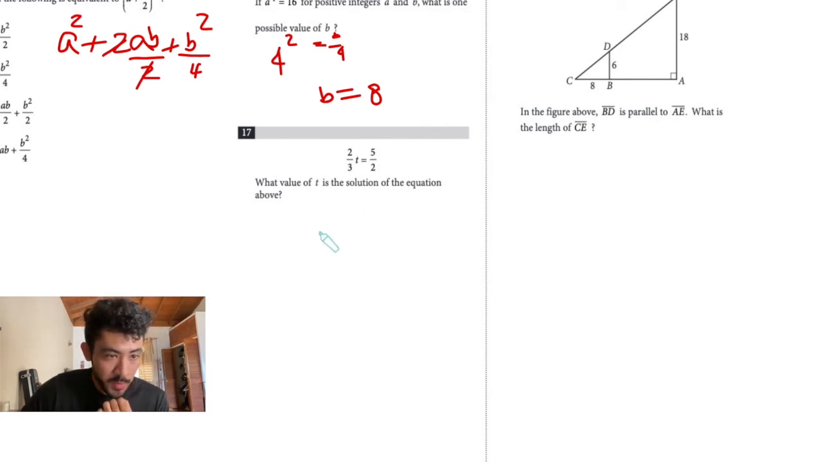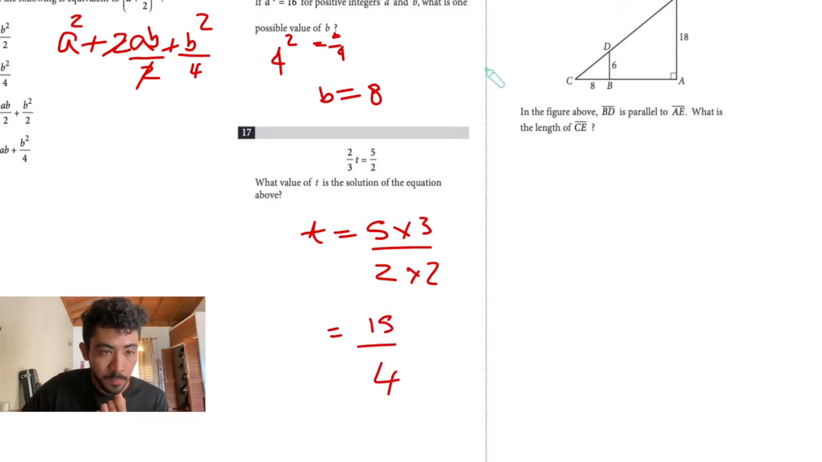What value of t in the equation above? Well, we could cross multiply, leave t by itself. T is equal to 5 times 3 over 2 times 2, 15 over 4 has to be my answer.